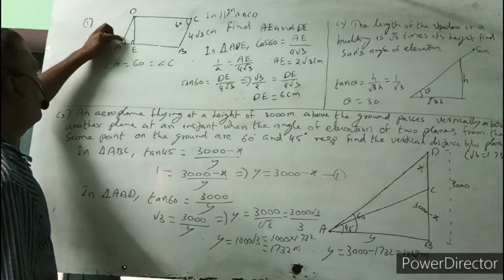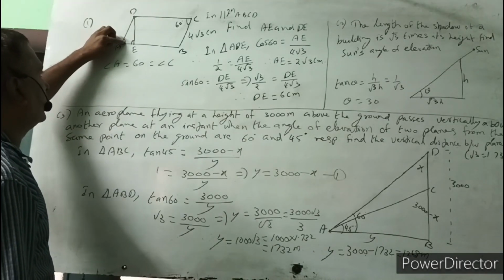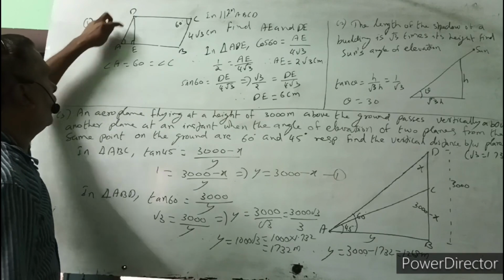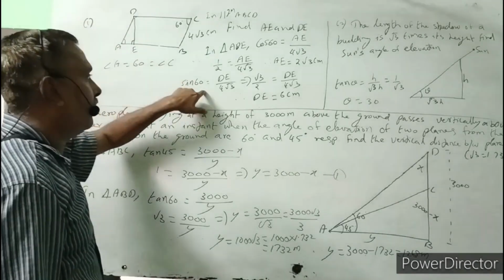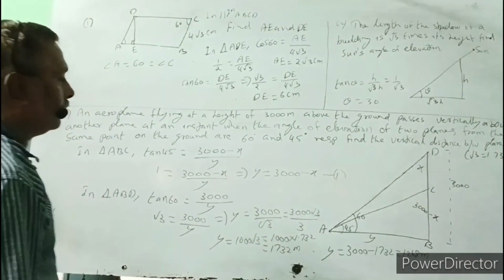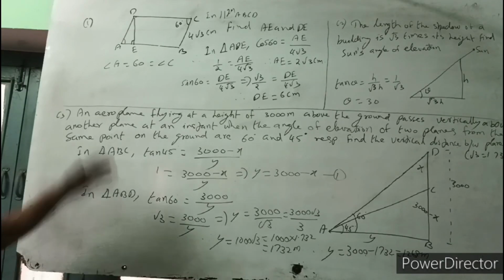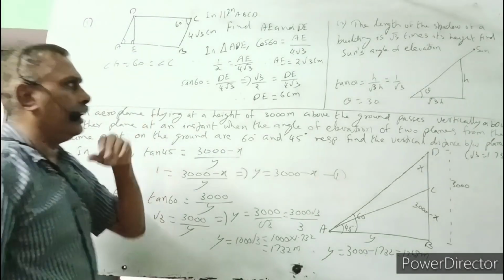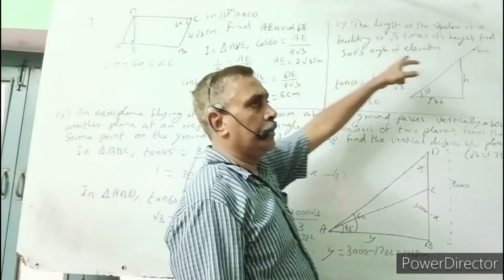Now similarly here I am using sin 60, then this is DE upon hypotenuse, that is AD. Simplifying, you will get DE is equal to 6 centimeter. So only one is coming usually in the examination. It's another simple one more question.